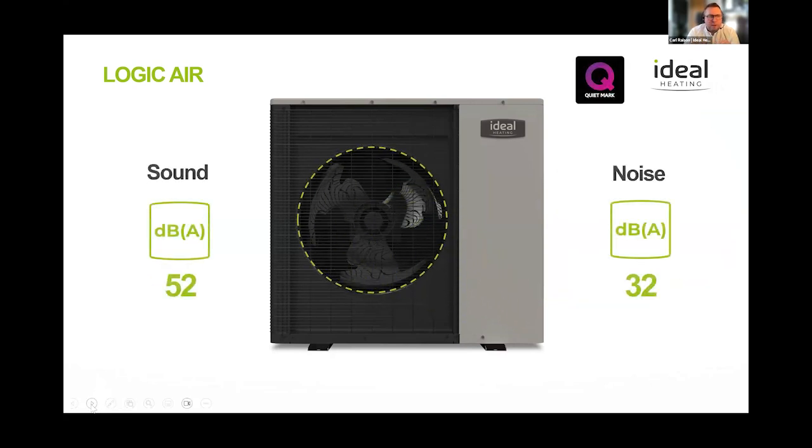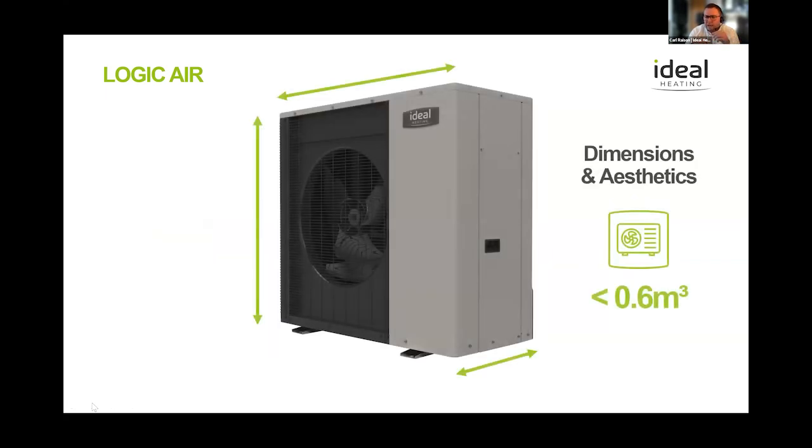Quiet Mark. So we've been awarded Quiet Mark for the Logic Air range. Very, very quiet, 52 decibels of sound and noise 32, which means the difference between both. Sound is taken from a quiet room and noise is taken from real world. So outside ambient noise, vehicles, birds, surrounding sounds, etc. So very, very quiet. Just to put that into a picture, a combi boiler running in hot water mode is probably 55 decibels, there or thereabouts.